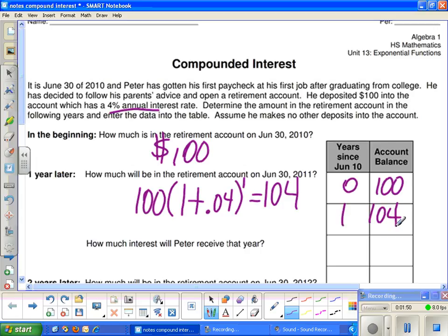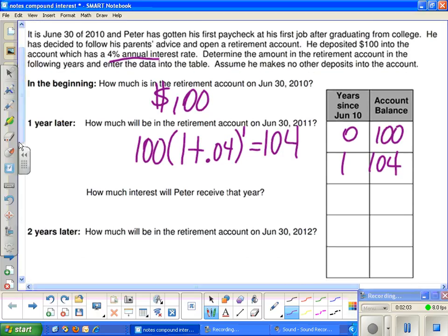Since it's to the first power, all you're doing is saying 100 times 1, 100 times 0.04, or you could add the 2 in the middle to begin with. You get 104. So how much interest did he earn in that year? $4. He only earned $4. Not very much.